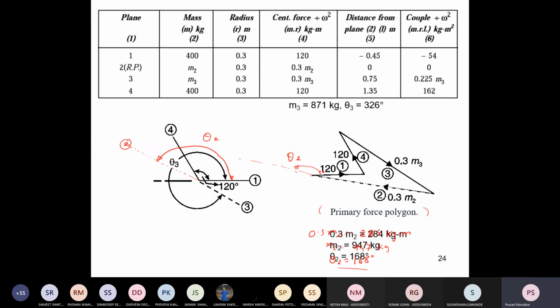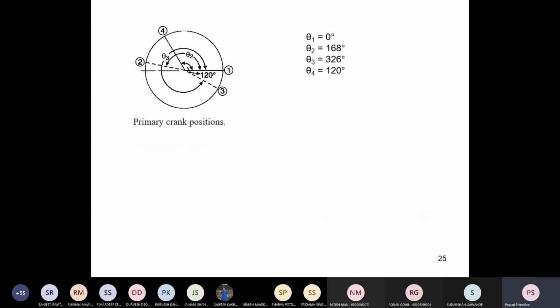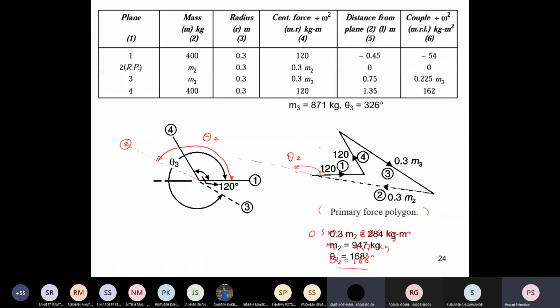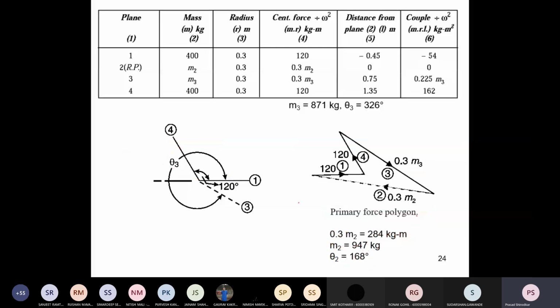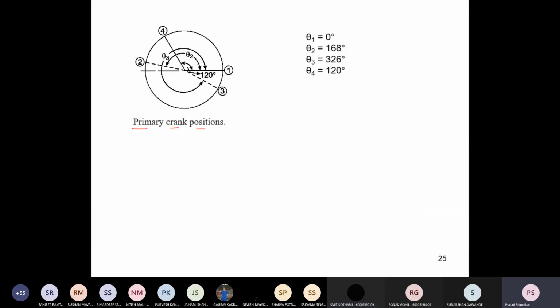I'll put all the 4 crank positions on one page. Okay. So theta 1 is 0, theta 2 is 168, theta 3 is 326, and theta 4 is 120. All right. So these are the primary crank positions.